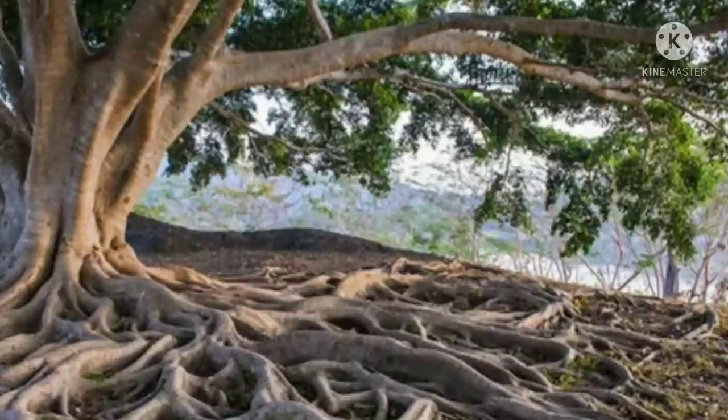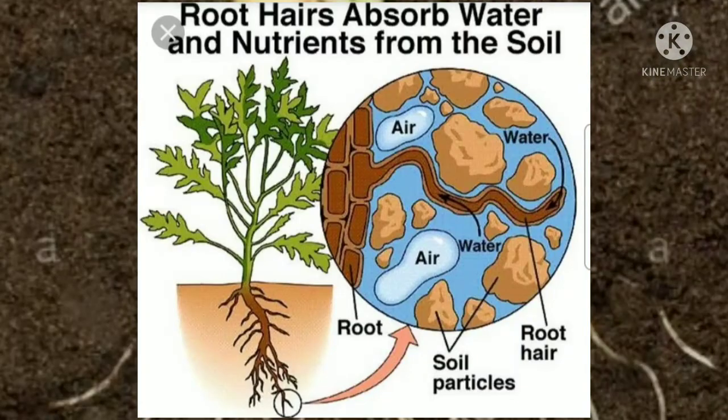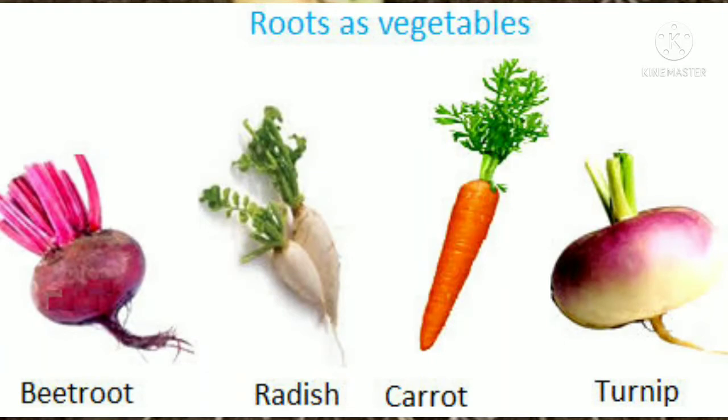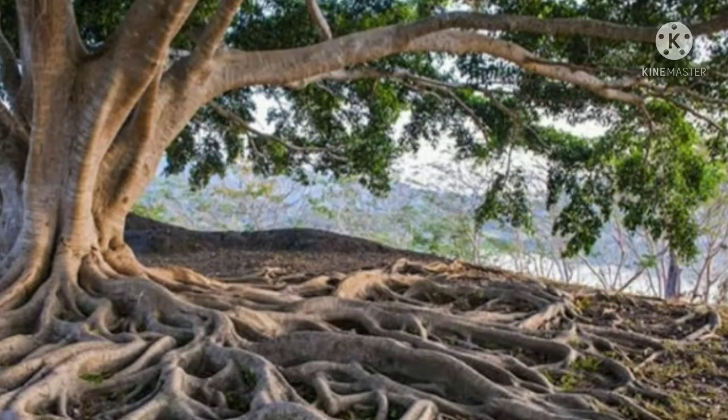Root fixes the plant firmly in the soil. The root absorbs water and minerals from the soil. Some plants store food in their roots. We eat roots of such plants. For example, radish and carrot. Root helps to bind the soil particles together.